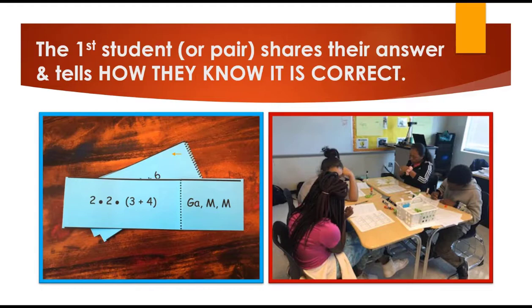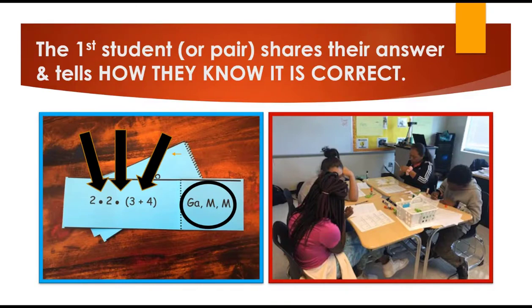So why was the winning pair, how did they know this was the correct order? This is what they said. They used GEMDAS, which means they completed the operation inside the grouping first, which was adding. So it was G, or grouping with addition. And then they went from left to right to multiply. 2 times 2 times 7.